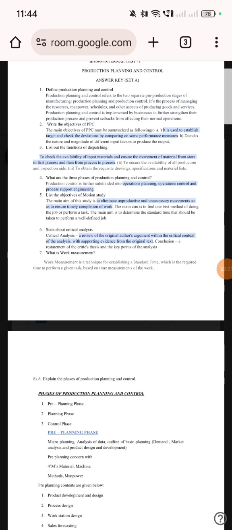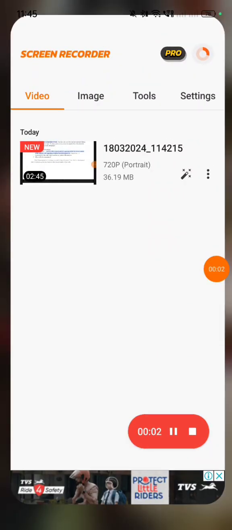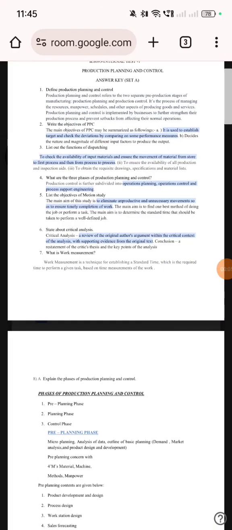Next one, list out the functions of dispatching. The main function of dispatching is to determine the priority, to set the best order to make instructions, and control of the process. The following points are the main functions of dispatching in production planning control.